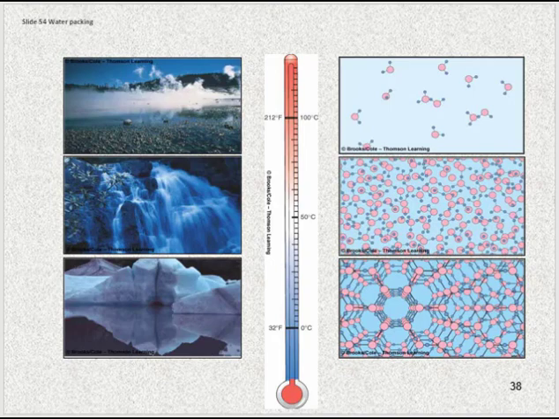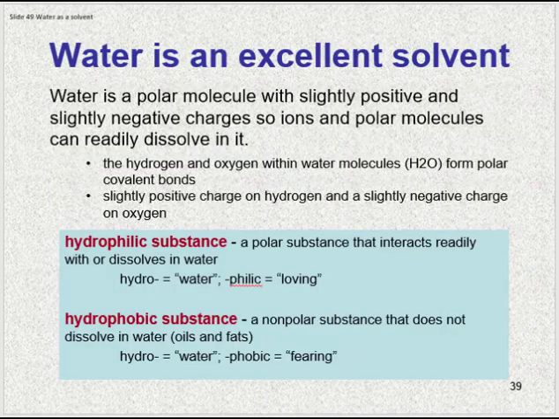insulated layer of ice. Because water is a polar molecule with a slightly positive and slightly negative charge, ions and polar molecules can be readily dissolved in it. This is what we would refer to as a solvent. A solvent is a substance capable of dissolving other polar molecules and ionic compounds.